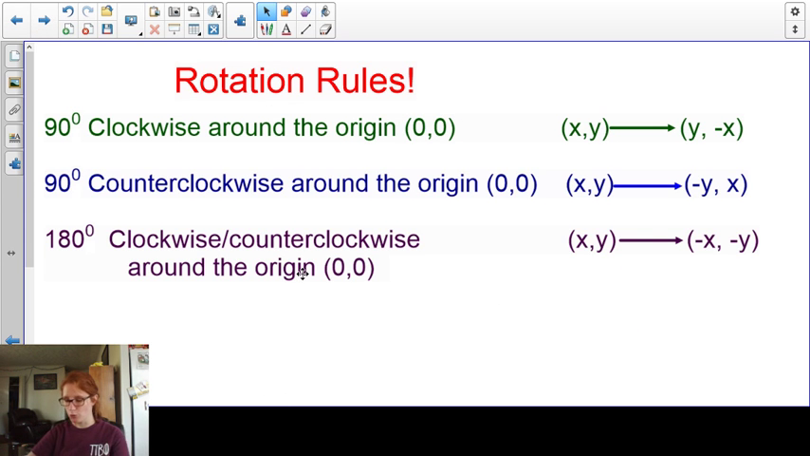Alright, here are our rules. So I have already given you your formula sheet, so these should help. These are already on there, but just want to make note of them. If you go around clockwise, we're going to flip it and change the X. If you go opposite, you're going to flip it and change the Y. And if you do 180 degrees, you're just going to flip your signs.